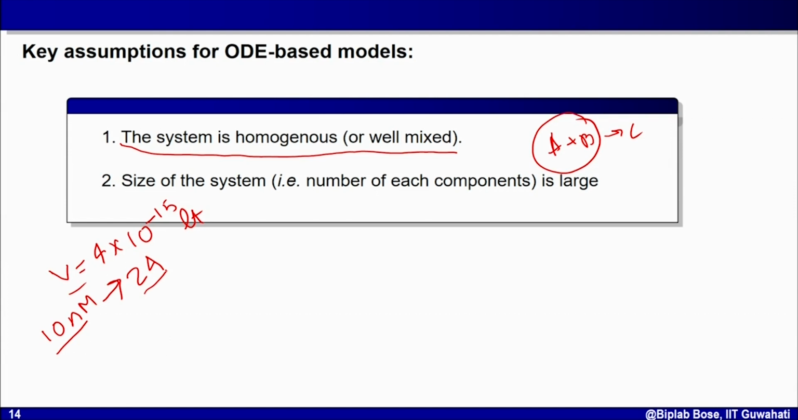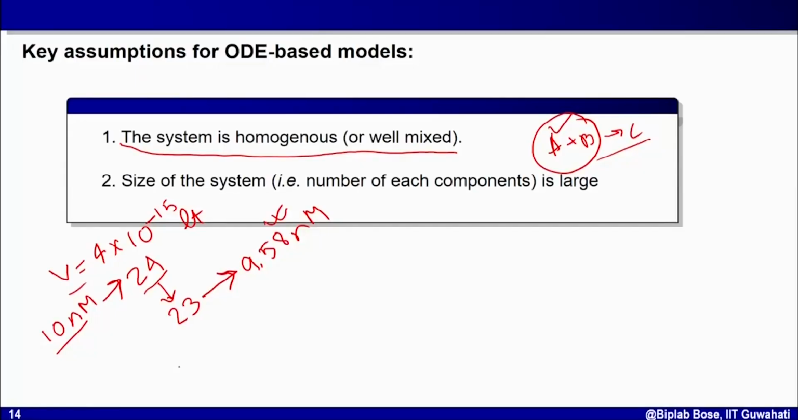So inside a cell of 4 into 10 to the minus 15 liter volume, I have 24 molecules. Now suppose by this reaction, A plus B giving rise to C, one molecule of A is used up. So that becomes 23 molecules. Now if you convert these 23 molecules into concentration, it will become 9.58 nanomolar. So from 10 nanomolar, it becomes abruptly 9.58 nanomolar. So there is an abrupt change in the concentration just because one molecule has reacted to create C.